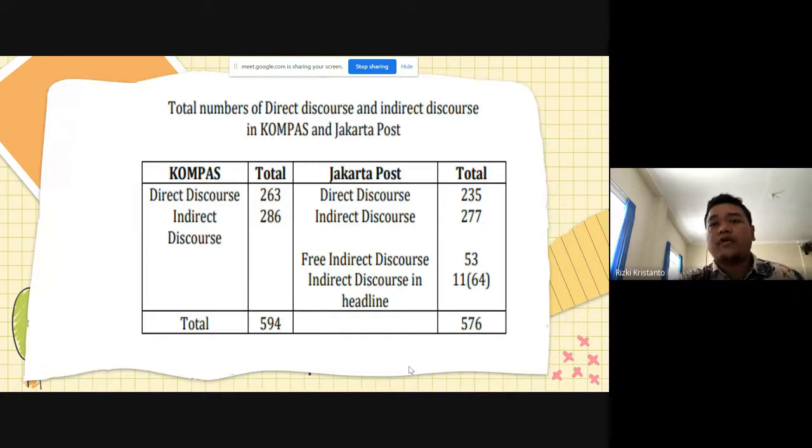And the total number of direct discourse and indirect discourse encompassed in Jakarta Post. So we have already seen on the screen that the article that has been reviewed by the researcher in this article is that from the Kompas, the total of the direct discourse is 594, and then for the Jakarta Post is 576. Yeah, next please.